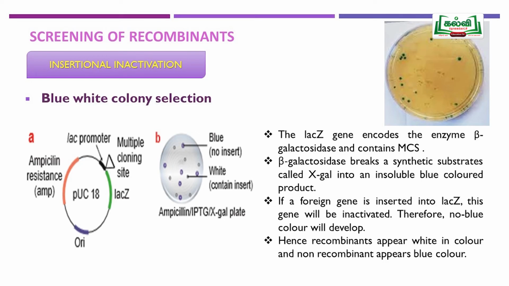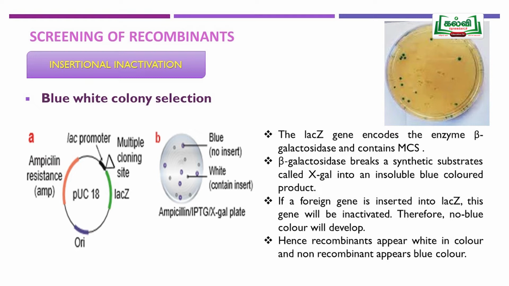The next important topic we'll discuss today is screening of recombinants. In screening of recombinants, certain methods are used. The first one is the insertional inactivation method. In insertional inactivation, the first one is blue-white colony selection. In blue-white colony selection, the vector we use is the plasmid pUC18, University of California 18, which was designed in that laboratory. pUC18 and pUC19 are used.